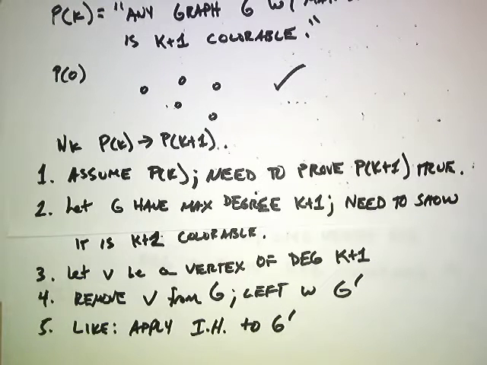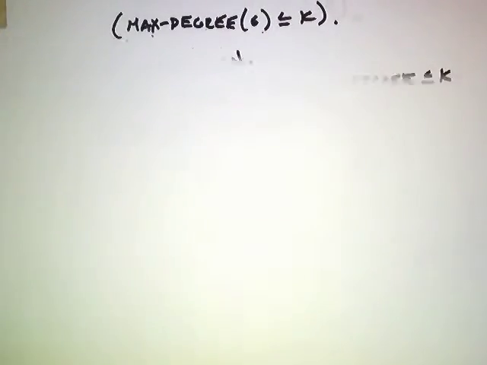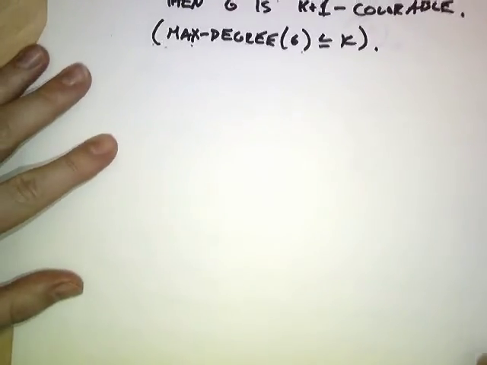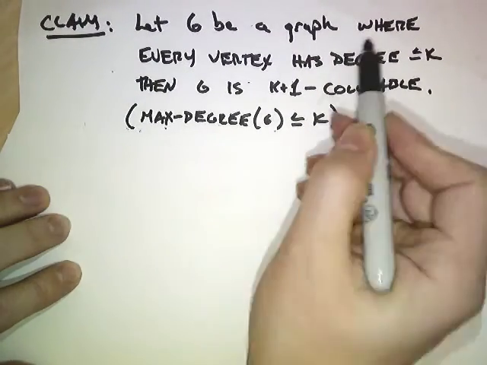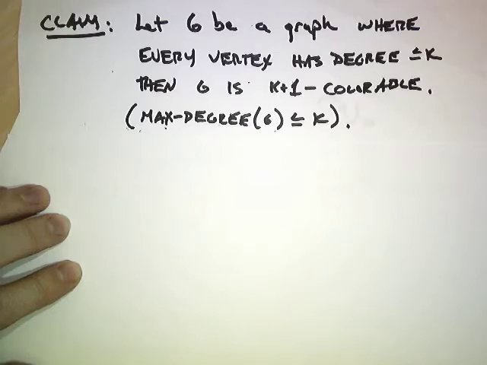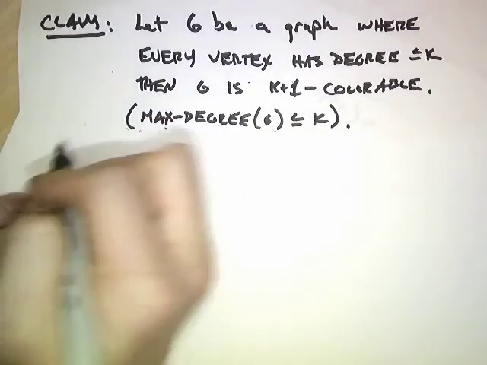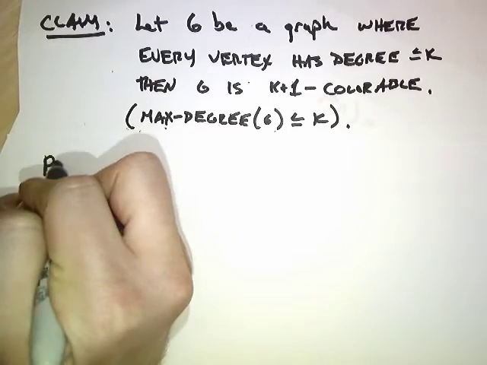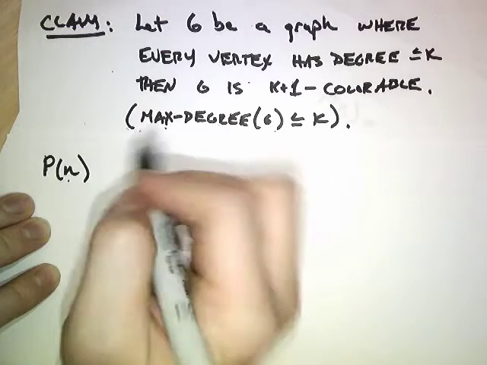So let me show you how a proper proof of this would go. Let's recall what we're trying to prove. G is a graph where every vertex has degree less than or equal to k. We want to show it's k plus 1 colorable. Again, it's a proof by induction, but this time I'm going to do an induction on n, the number of vertices, as opposed to last time where we did induction on the degree.